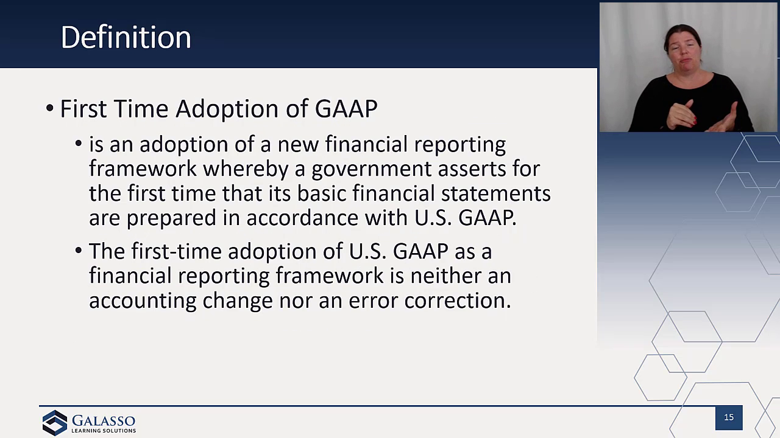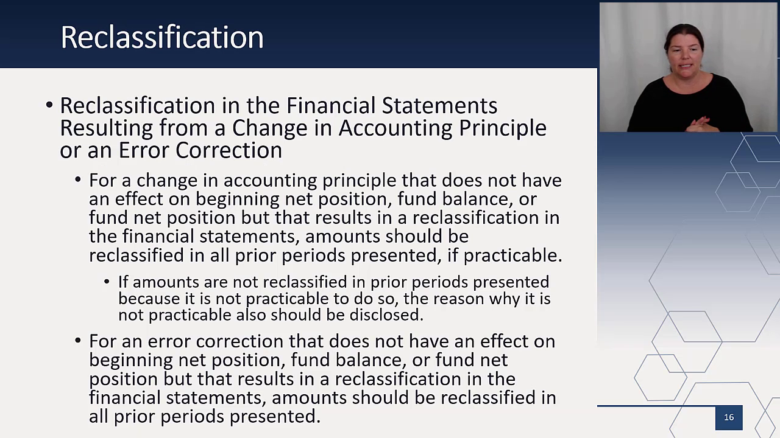Now, this is actually a pretty interesting one that they brought attention to, which is the first-time adoption of GAAP. Maybe you're using cash basis or modified cash basis. You see a lot of small governments in certain states where that's more prevalent. If they switch to GAAP, what is that? The first-time adoption of GAAP is an adoption of a new financial reporting framework. And so it's not an accounting change. It's not an error correction. So a little bit of a focus that I really don't think we've addressed prior to this.